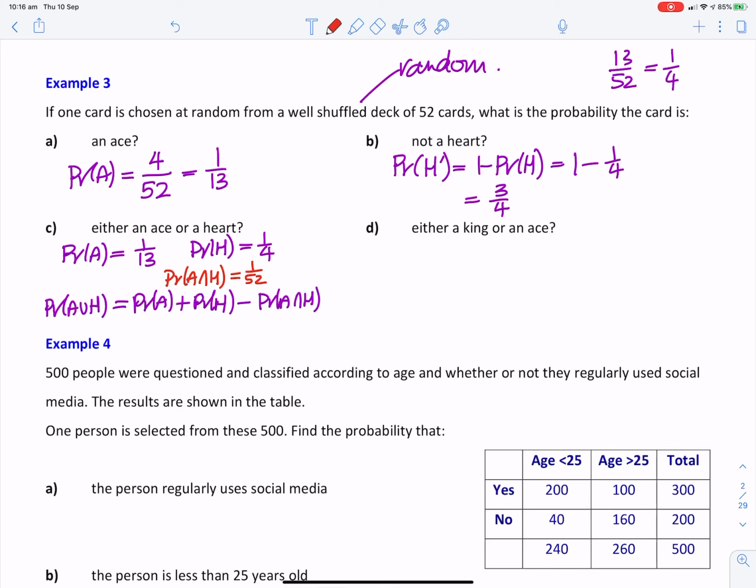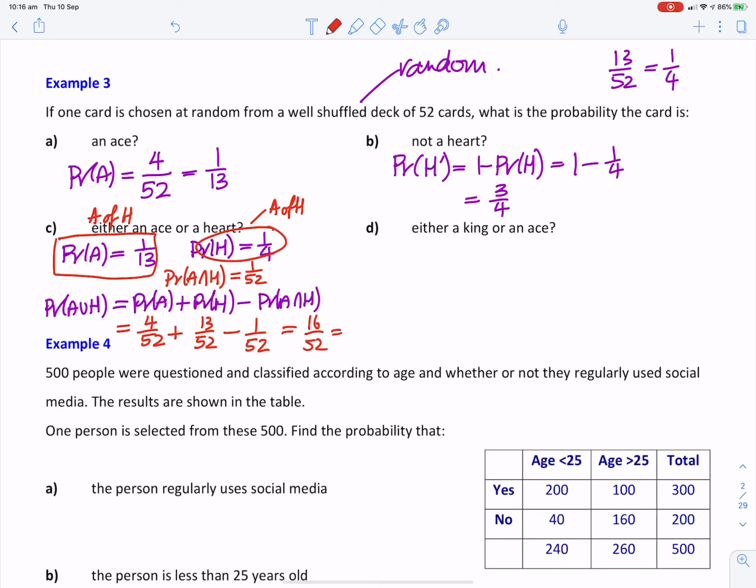If you think about it, in these aces here, I have an ace of hearts. And in these hearts here, I also have an ace of hearts. So I've doubled up on the ace of hearts. So here we've got 1 on 13, which is also 4 out of 52, plus 1 on 4, which is 13 out of 52, minus the card that I've doubled up on, the ace of hearts, which is 1 on 52. And that leaves us with 16 on 52, which is 4 on 13.